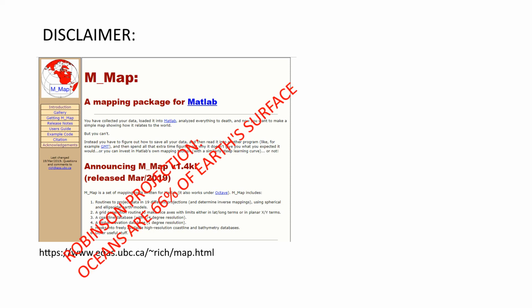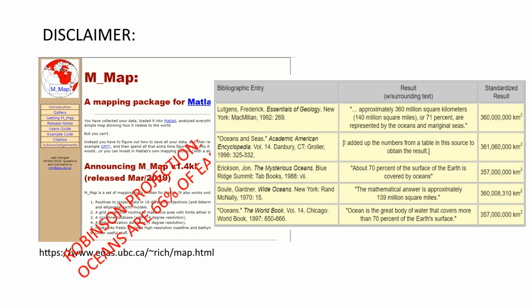First thing to note is that according to this projection and this software, the oceans are 66% of the Earth's surface, which if you compare to other sources is a bit short, and this is most likely due to m_map not including marginal seas. For this reason, I'm going to be presenting all of the depths as percentage of total ocean area as standardized by this 66%.